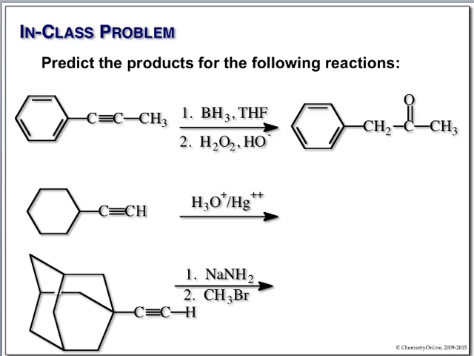So we will form an enol with the oxygen on the secondary carbon. This will rearrange to give us a carbonyl. Because it's on the secondary carbon, this will be a ketone.